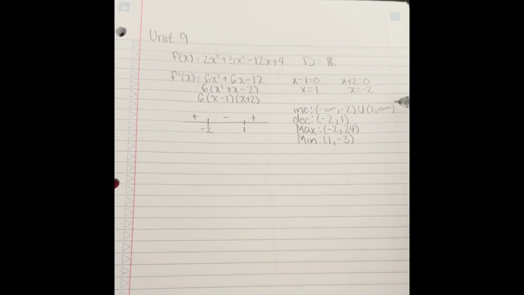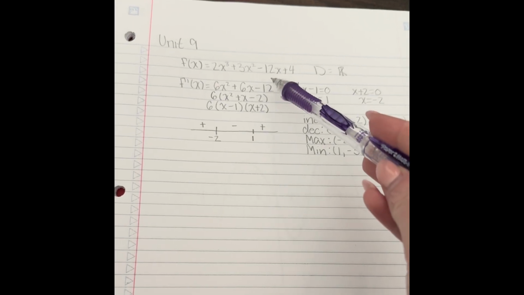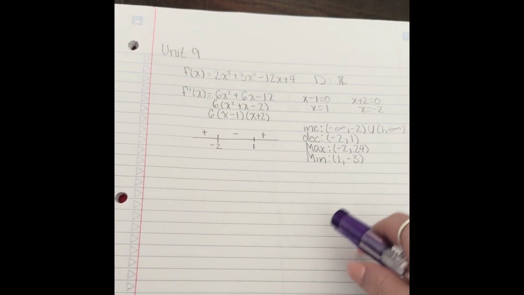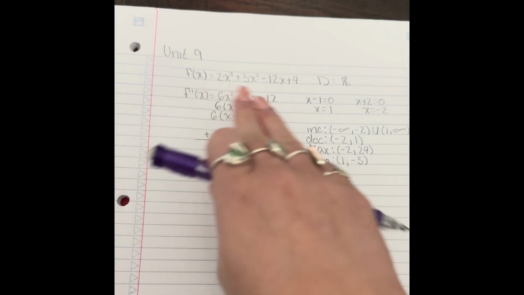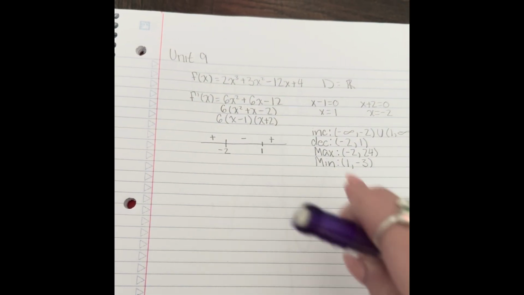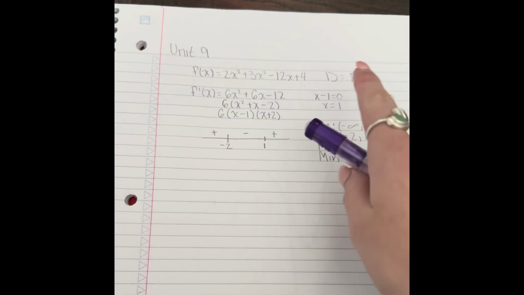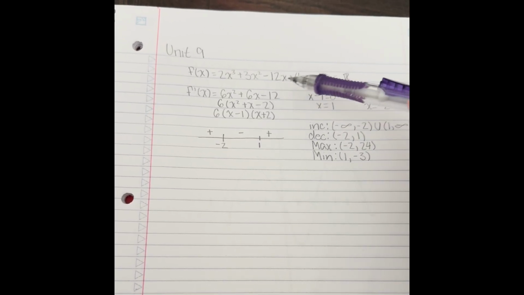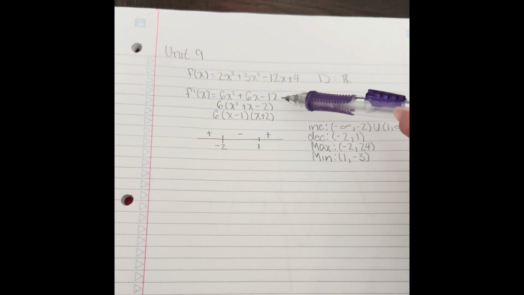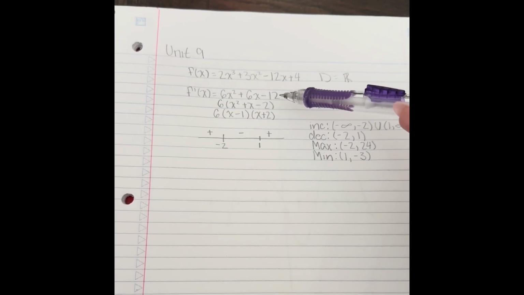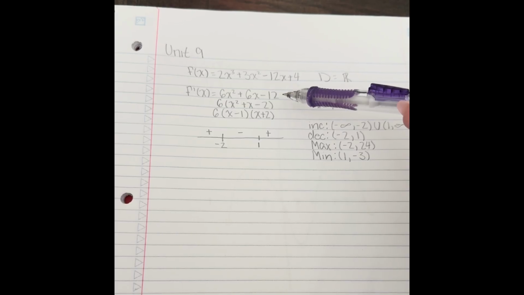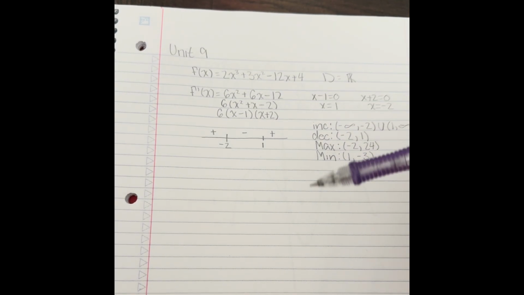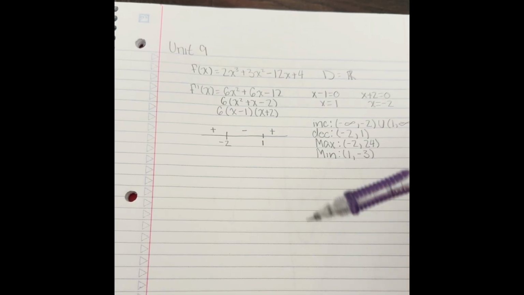For our Unit 9 problem, this is our original equation, and the first thing you need to do is discover what the domain is. But since it's just a normal function with no fractions or anything, it's automatically all real numbers. And the next thing you're going to do is take the derivative of the original function, which will give you 6x squared plus 6x minus 12. And you can factor the 6 out of that to simplify it to x squared plus x minus 2.